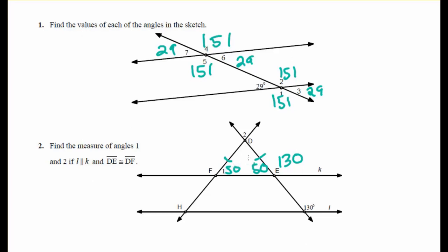And now the triangle sum theorem tells me since they're both 50, it adds up to 100. The remaining angle must be 80. So angle 2, its vertical pair, has to be 80. So angle 1 was 50, angle 2 was 80, and we were able to use a plethora of rules in order to solve this problem.